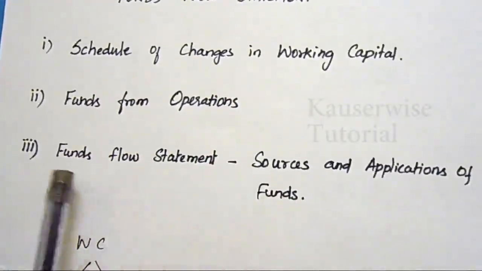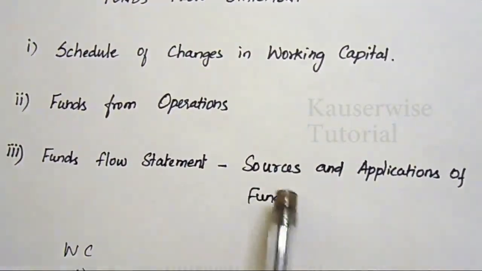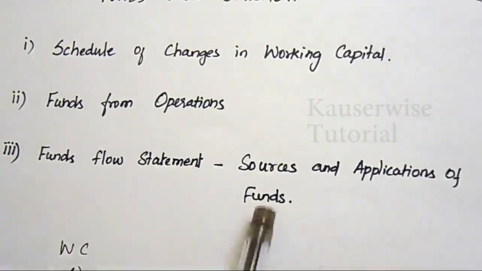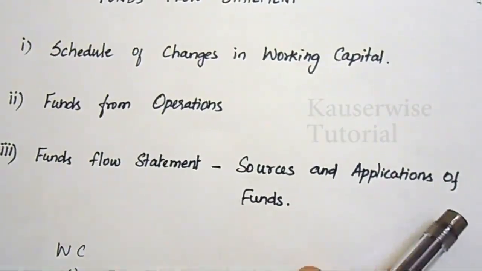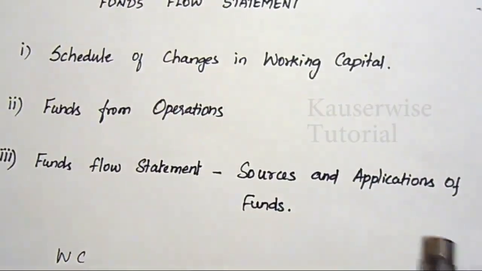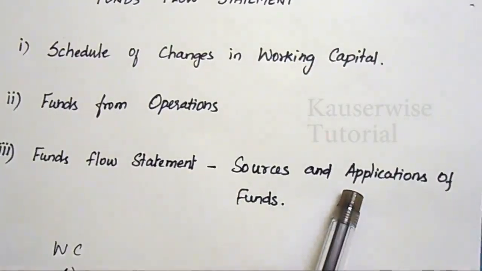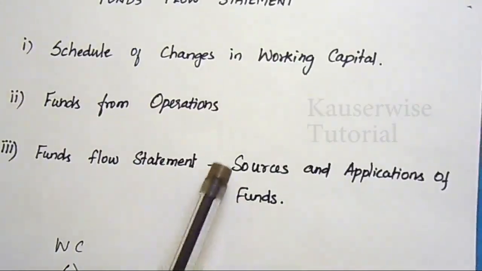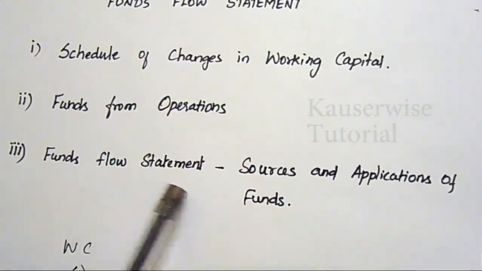The last one is fund flow statement. See, the fund flow statement deals with sources of funds and applications of fund. It is just like an inflow of fund and outflow of fund. It is a movement of fund. So what are the different sources available to raise fund for the organization is called sources. In what way we are spending the money, what are the applications, is called application of fund, that is inflow of fund, and outflow of fund is called fund flow statement.